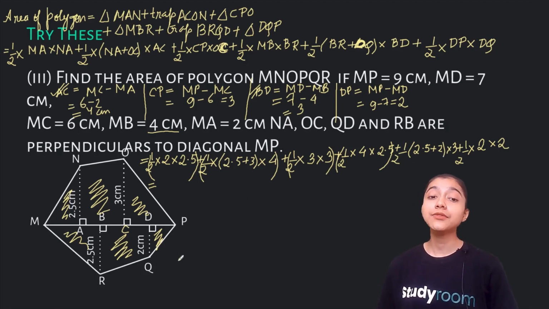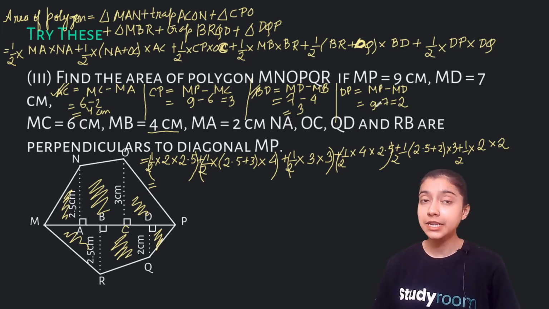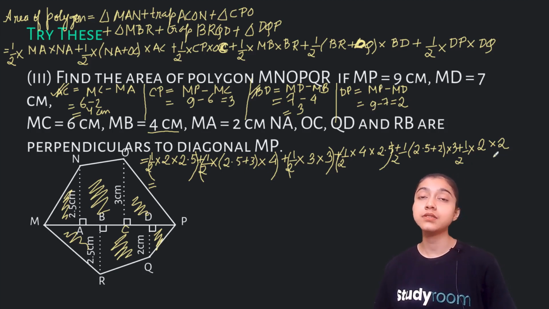Next up, we have the last thing, that is the triangle DQP as a right angle triangle whose area will be half into base DP multiplied with height DQ. DQ is 2 centimeters, but base DP is not directly given in the question. So what we will do is we will take MP minus MD, which will give us DP, which is 9 minus 7, that is 2. So we have put 2 centimeters in the formula.